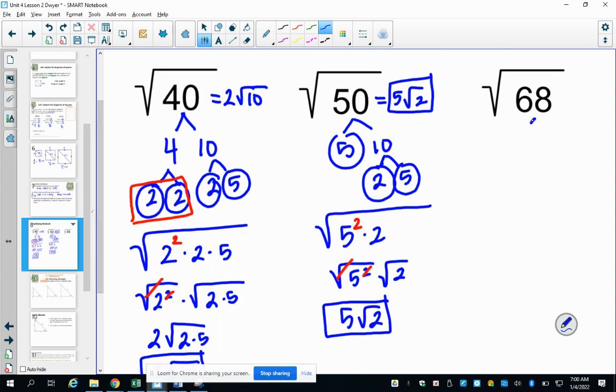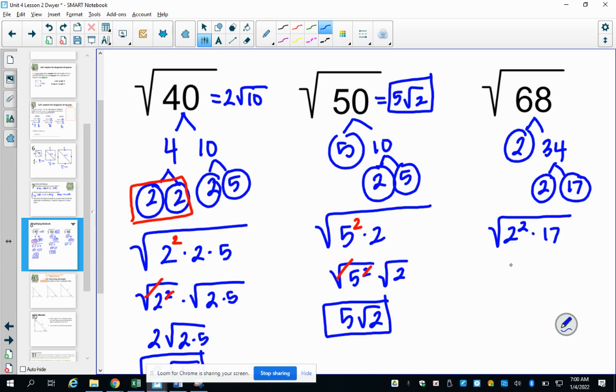Then 68. Maybe you're going to do 68 as 2 times 34. You just do 68 divided by 2 if you didn't know that. 68 divided by 2 is 34, so 2 times 34 equals 68. 34 also divides by 2, and it's 17. 17 is prime. So again, we'll get a 2 squared and a 17.